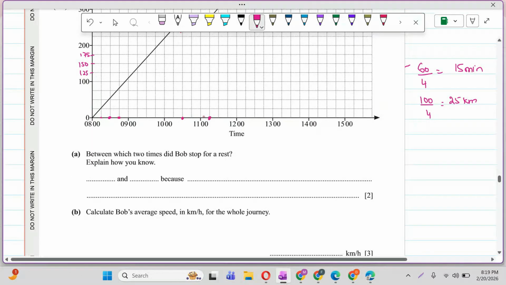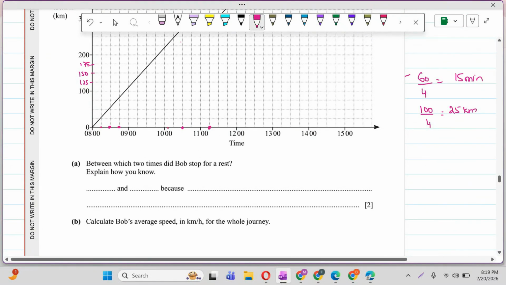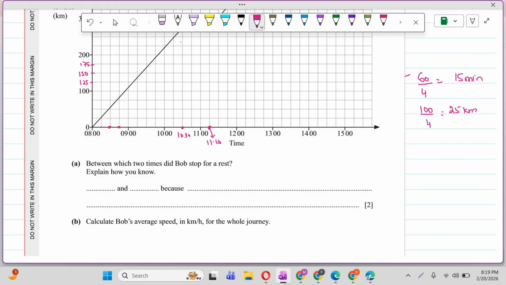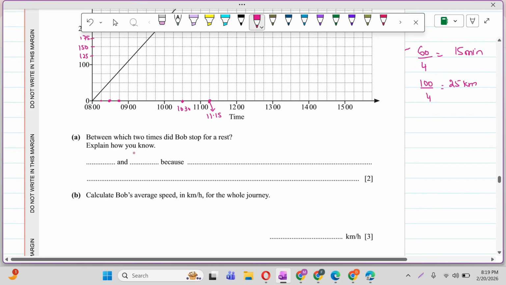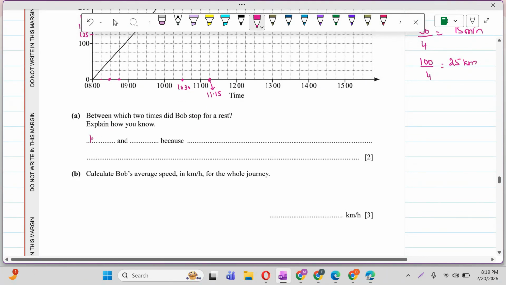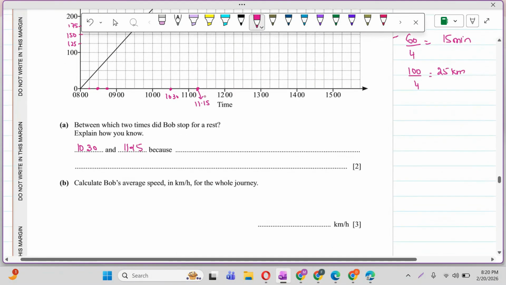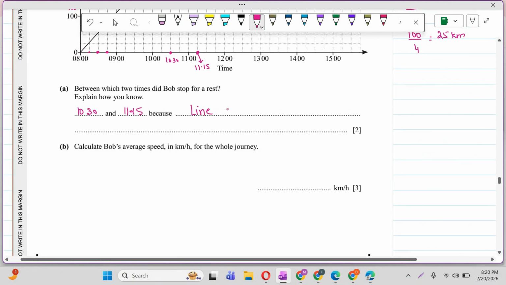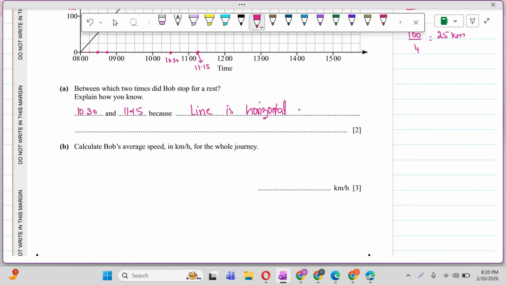Okay. I just told you that each box is 15 minutes. So 10:15, then 10:30. So this one is 10:30, then 11, and 11:15. This one is 11:15. Between 10:30 and 11:15, he remained at rest, because the line is horizontal, so the distance remains the same.